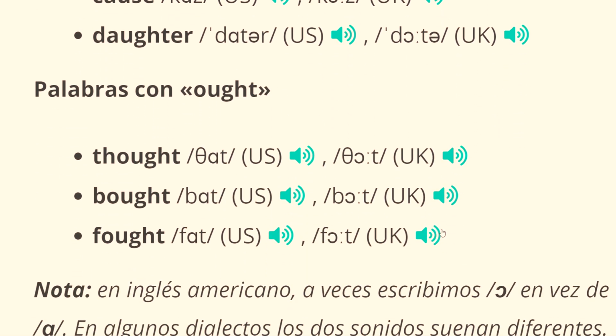And you can also find it in words with OUGH. Listen to the difference. Thought, thought, bought, bought, fought, fought.